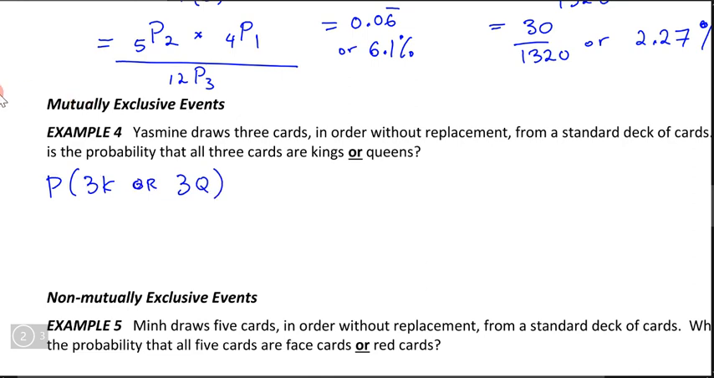Again, this is why we're doing mutually exclusive events. So they're separate. Remember, they are separate. Think of the diagram that has 2 separate sets. So I can draw my first event, 3 kings, or draw 3 queens. So individually, I'm looking at the probability of drawing 3 kings, and I'm adding it to the probability of drawing 3 queens.